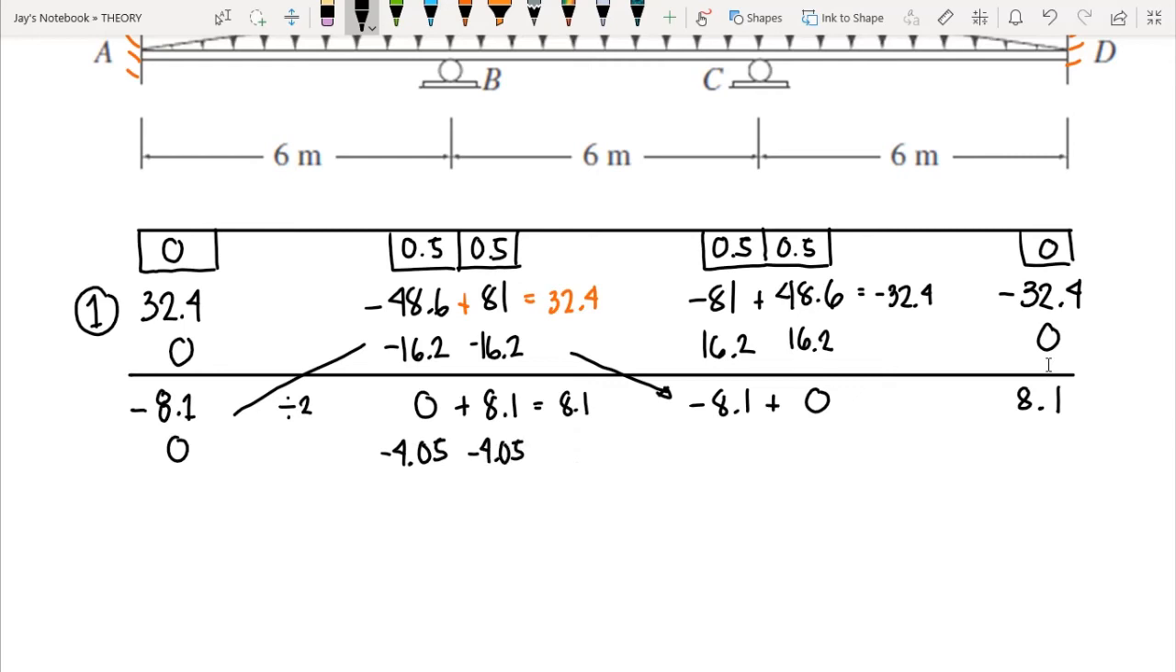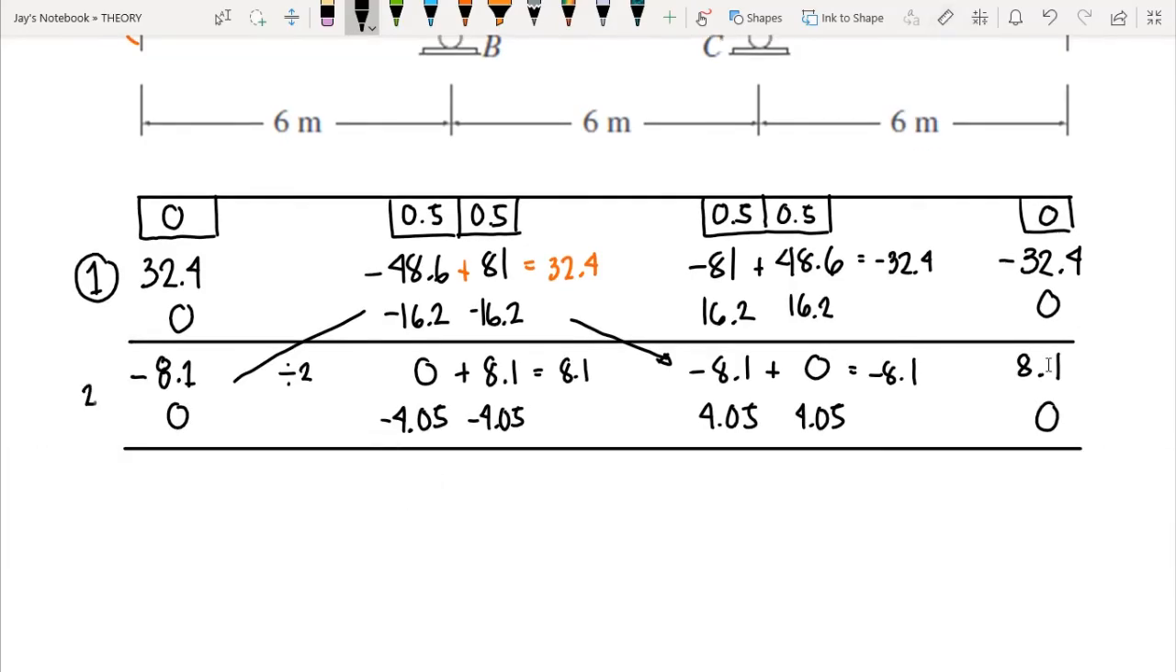Now in this case, we have 8.1, correct? So we multiply 2.5. Now in this case, we have negative 8.1. Then if we multiply it to negative 0.5, this would give us 4.05 and 4.05 on this side as well. And then we have here 8.1 times 0, so this would give us 0. So this is our second cycle.